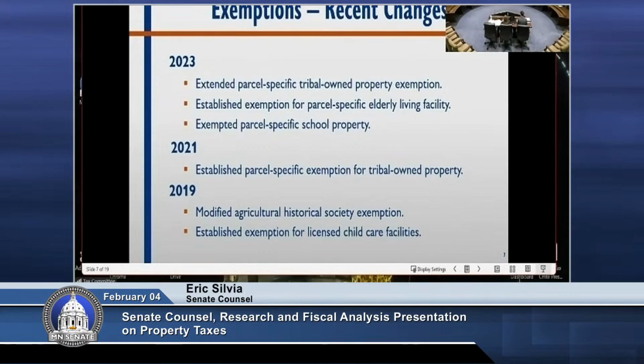The first I note is the modified agricultural historical society exemption. And under current law, property in a county that's used for a qualifying agricultural historical society is exempt. Current law at the time required that no more than 20 acres per owner per county be eligible for an exemption. And what this change in 2019 did was to extend from 20 to 40 acres.